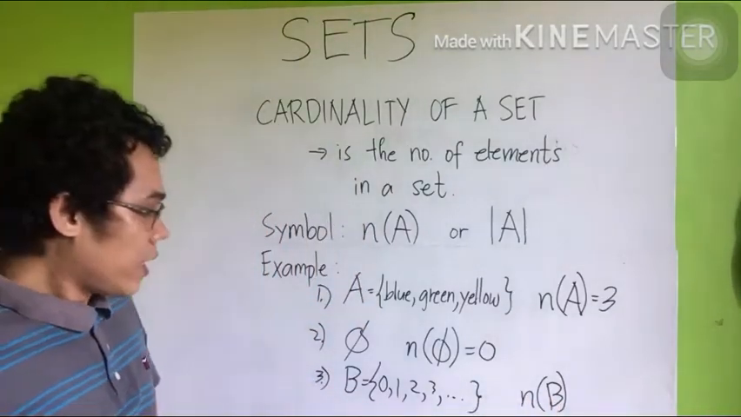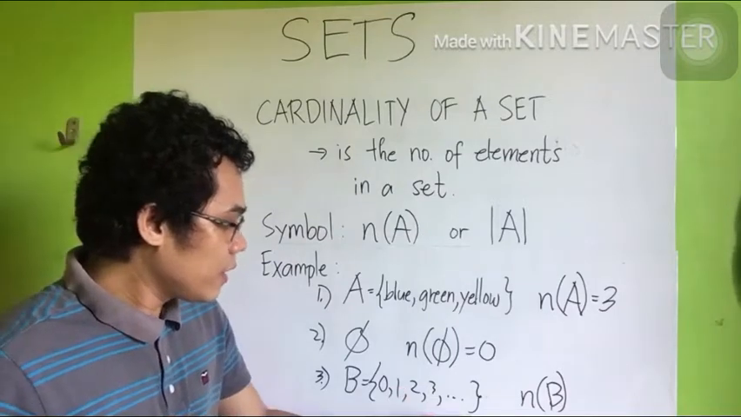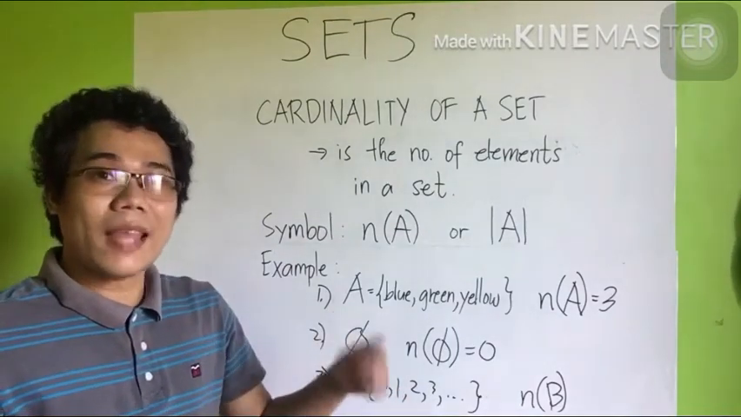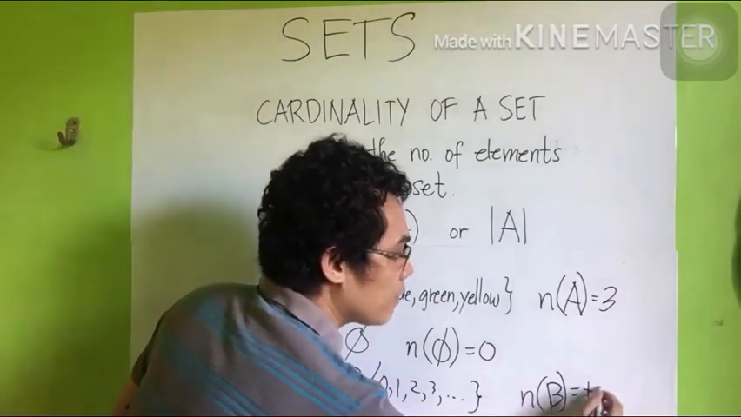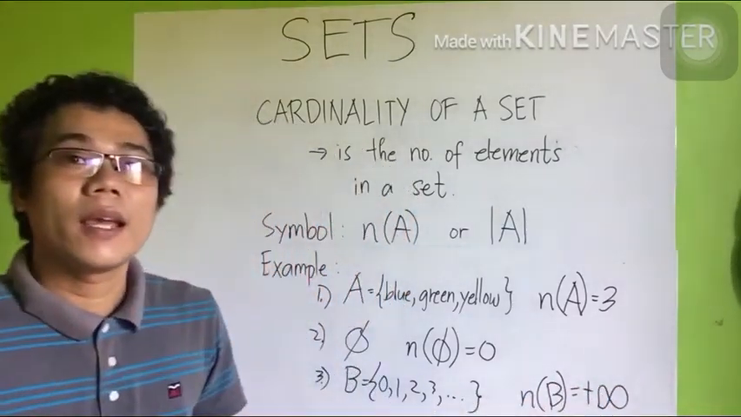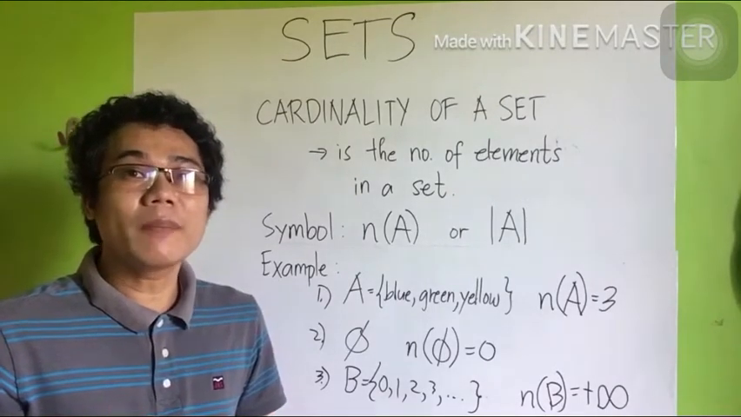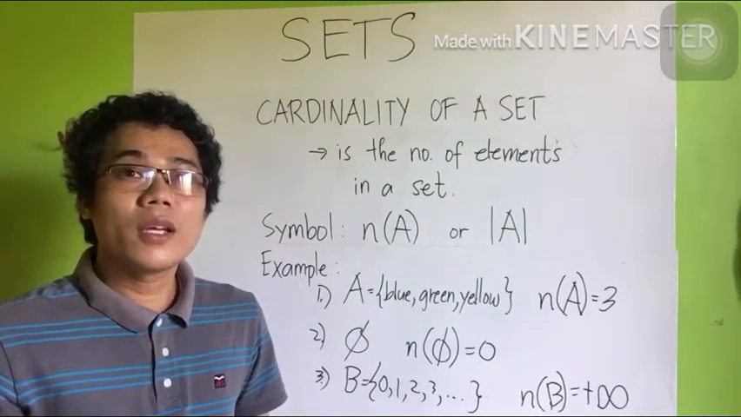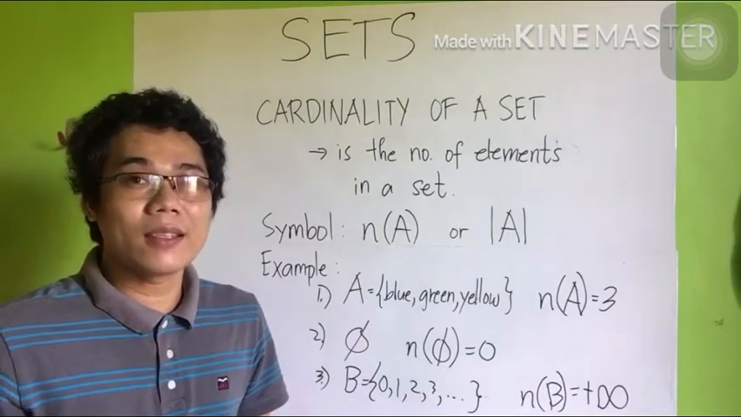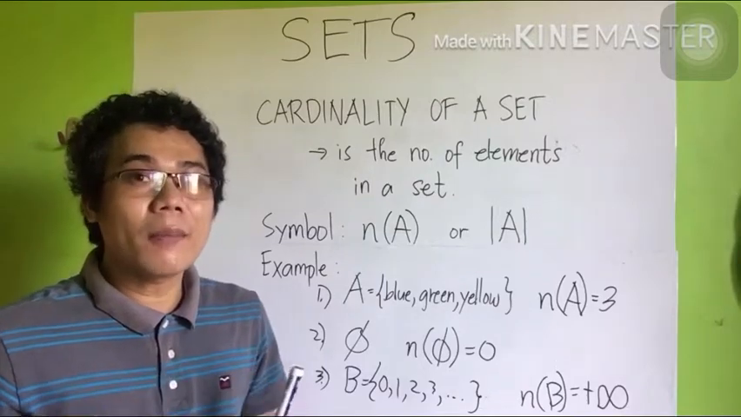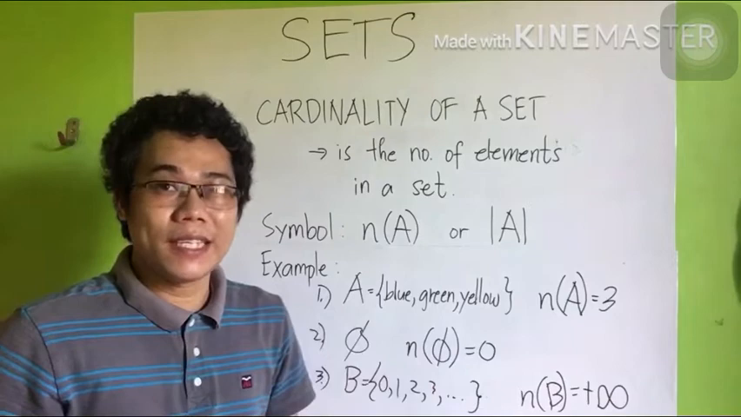So take note that as you count the elements of this set, you will not end. And so we will denote that as positive infinity, if hindi natin siya makount. And that's why we have two types of set in connection to cardinality. Finite set kung mabilang natin siya, and then infinite set naman kung we have the cardinality to be positive infinity.